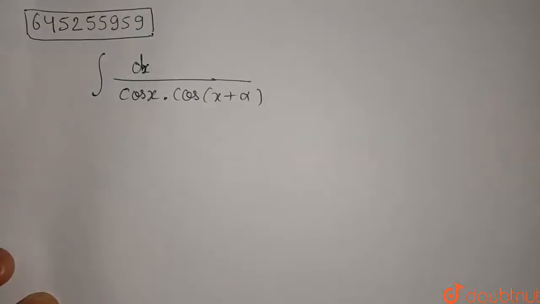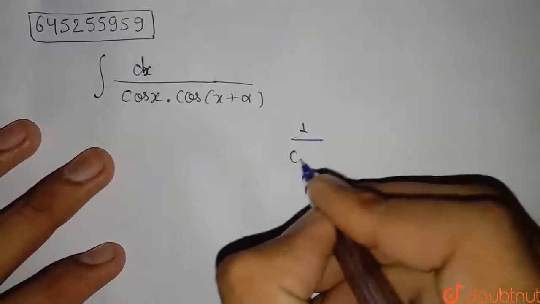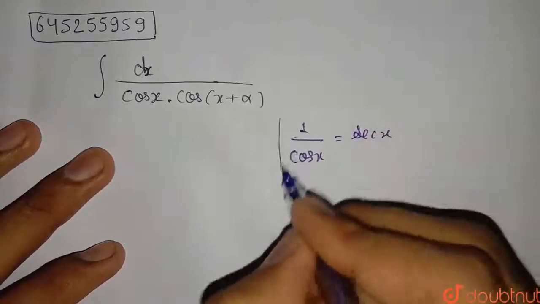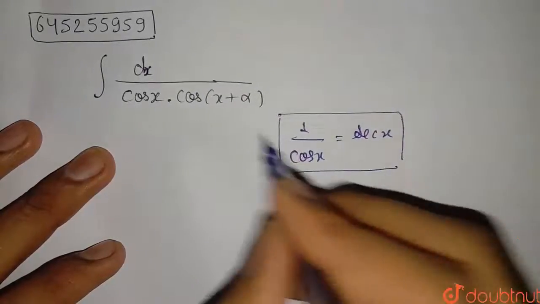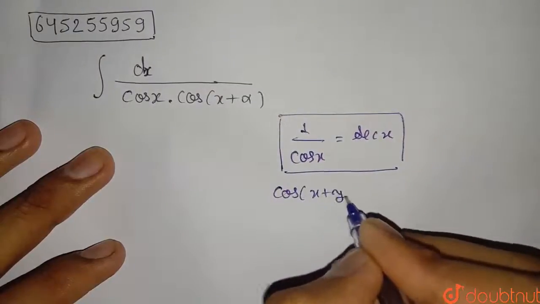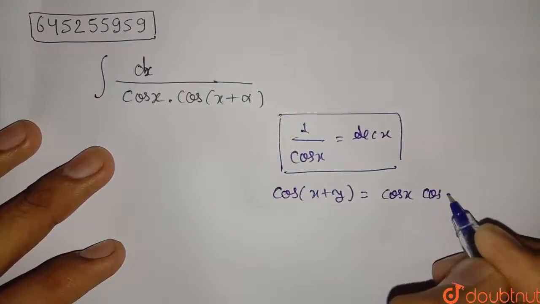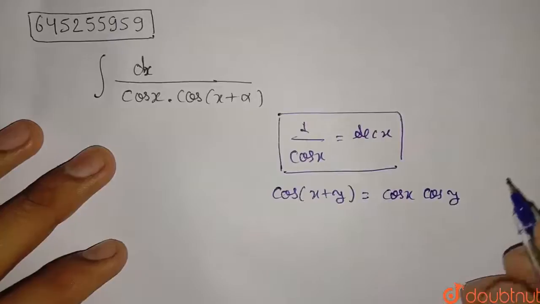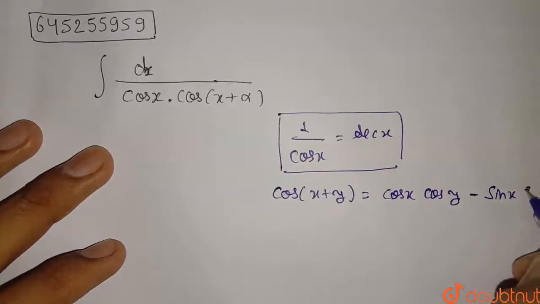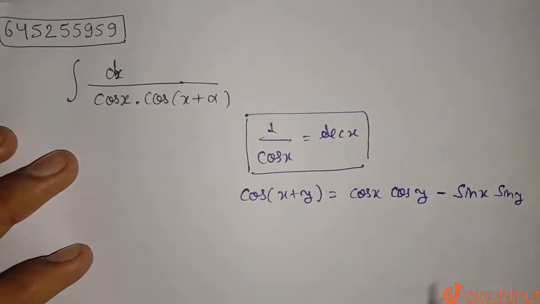Hello friends, so in this question we have to solve the integral dx upon cos x into cos of x plus alpha. So first of all, I am using two formulas. I can write 1 upon cos x is equal to sec x, right? This is one formula I will use in the next step. And the value of cos of x plus y, which is equal to cos of x cos of y, we know the short form cc minus ss, okay, cos of x cos of y minus sine of x into sine of y, right?